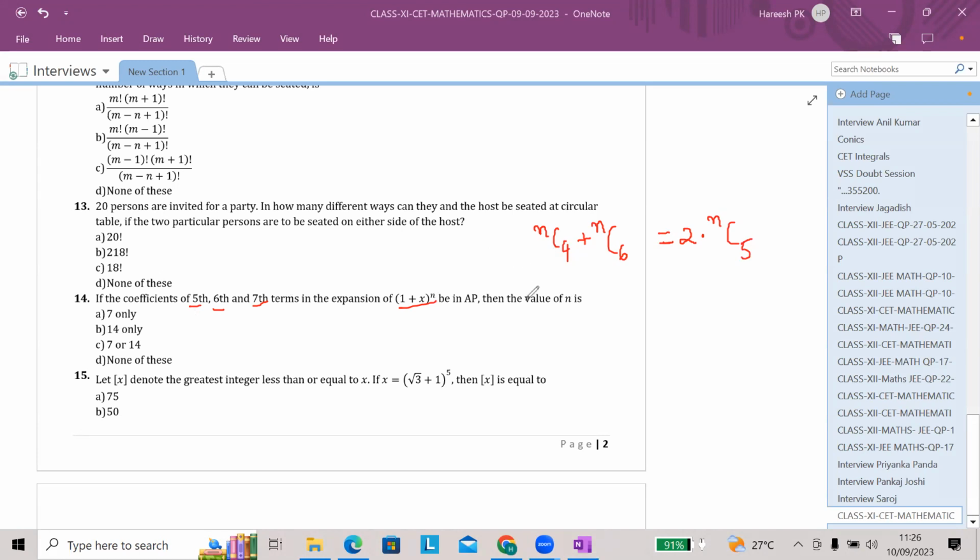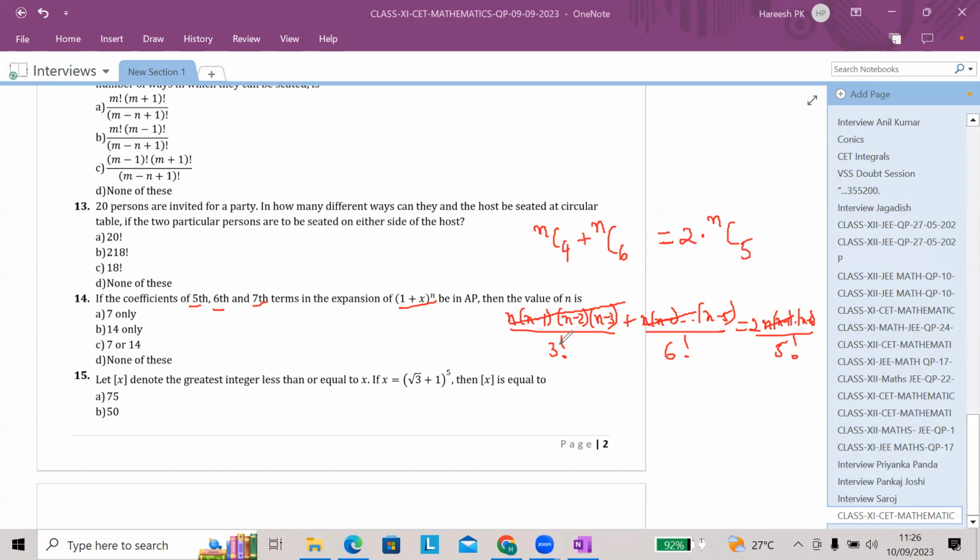Now, when you write nC4 as n(n minus 1)(n minus 2)(n minus 3) by 4 factorial, and nC6 is n(n minus 1) up to (n minus 5) by 6 factorial. And here you have n(n minus 1) up to (n minus 4) by 5 factorial. Right? You will see that n minus 1, n minus 2, n minus 3 gets cancelled everywhere.